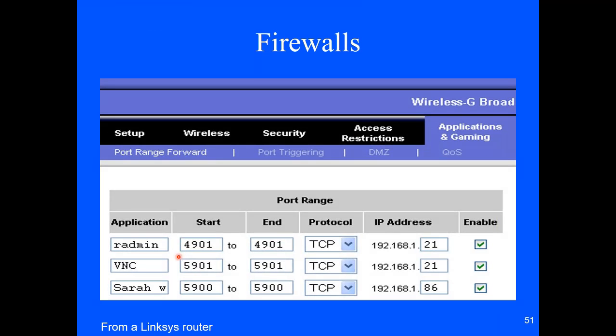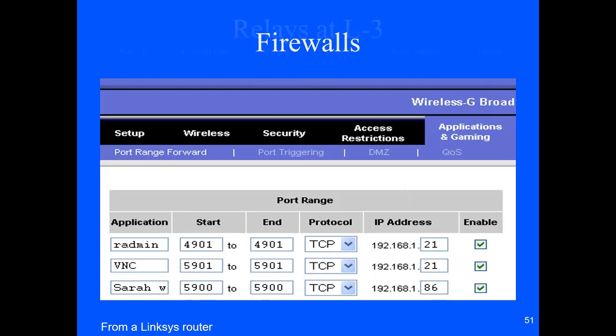So this is how firewalls are set up. You can set up applications. You say what port it's going to start at, what port it's going to end. This is on the WAN side. So it comes in on my WAN, I'm using the TCP protocol, and it goes to this IP address.